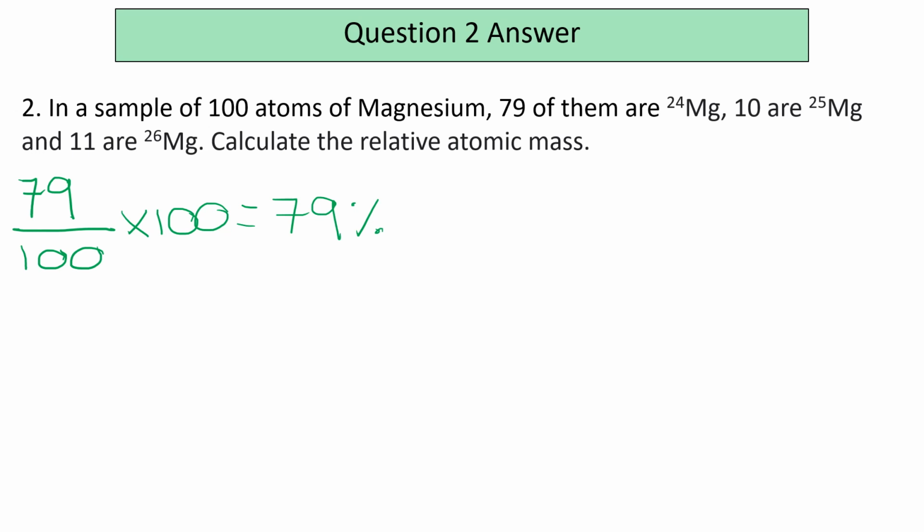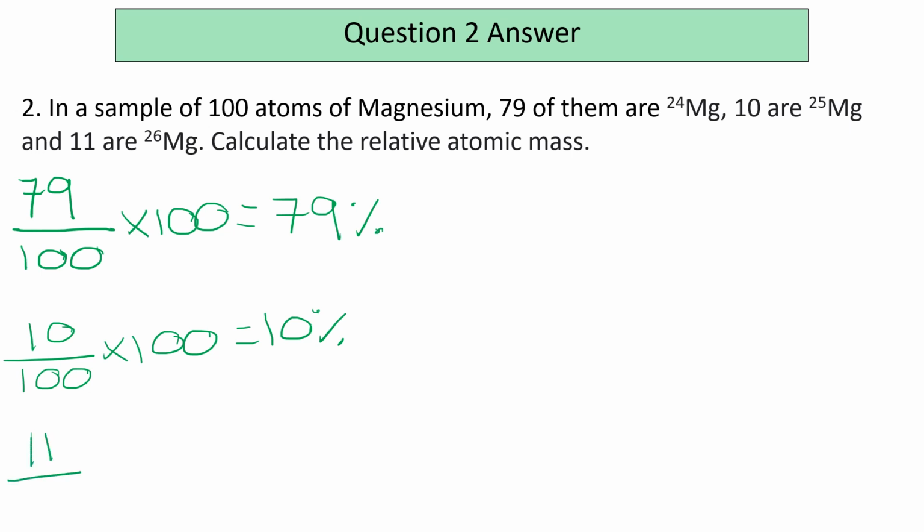With the other isotope, which exists as 10 of the atoms, we can do 10 over 100 times 100, and we get 10%. And finally, the other isotope, 11 of them out of the 100, exists like that, so that's going to obviously give us 11%. So this is of our magnesium 24, magnesium 25, and magnesium 26. So we can now use our percentage abundances to work out the relative atomic mass.